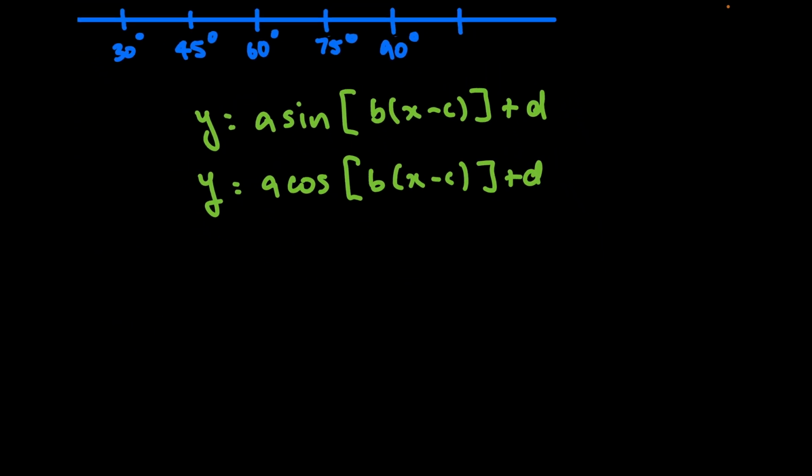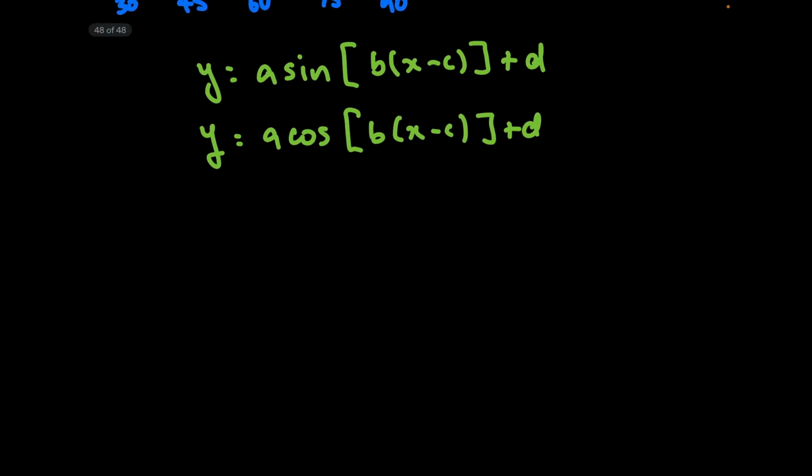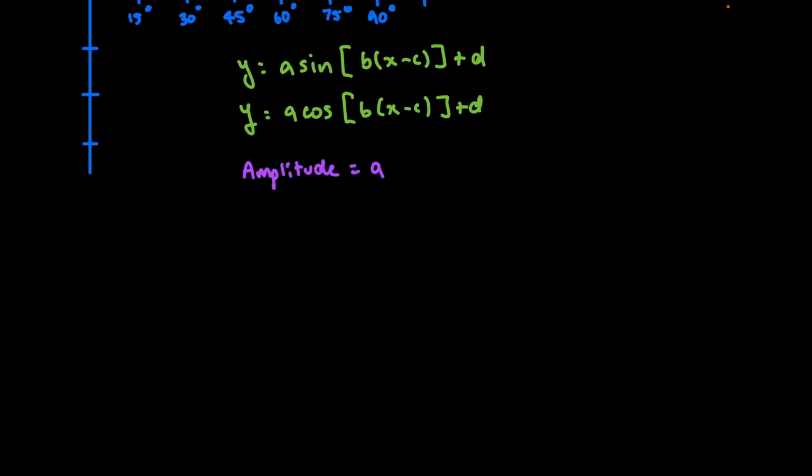So if we have two equations like this, we can work out a few things. The first thing we can work out is the amplitude of our graph. The amplitude will tell us how high or how low the graph will go, and the amplitude of a sine or cos graph is simply equal to the value of a. The amplitude is equal to the value of a.